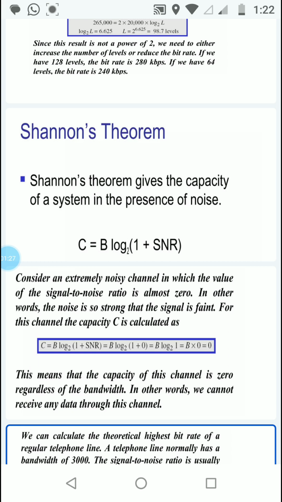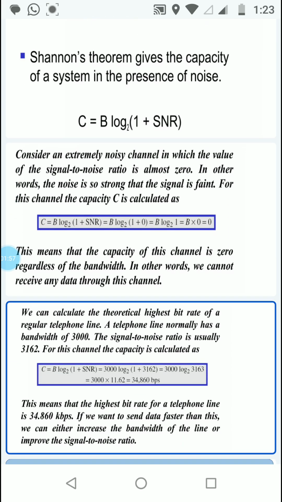Consider an example: an extremely noisy channel in which the value of the signal to noise ratio is almost 0. In other words, the noise is so strong that the signal is faint. For this channel, the capacity C is calculated as C equals B log2(1 plus SNR), which is B log2(1 plus 0), so B log2 1 equals B multiplied by 0 equals 0. This means that the capacity of the channel is 0 regardless of the bandwidth. In other words, we can't receive any data through the signal.